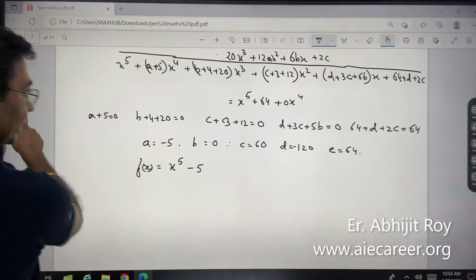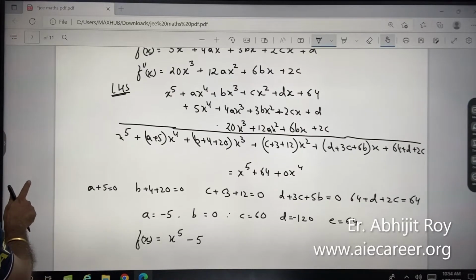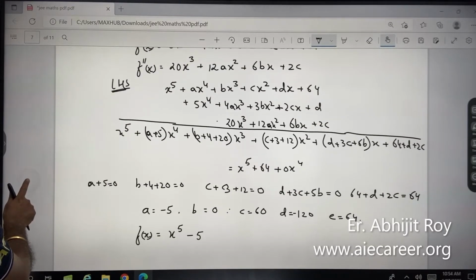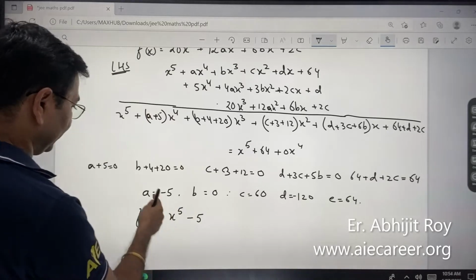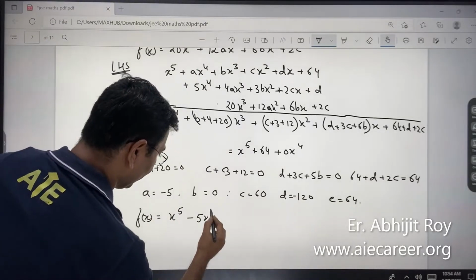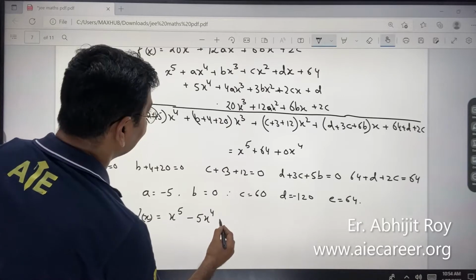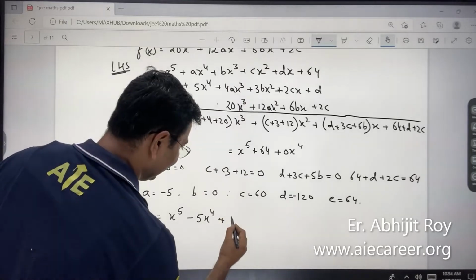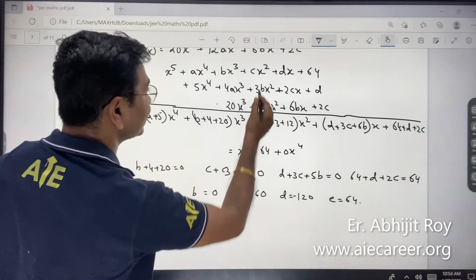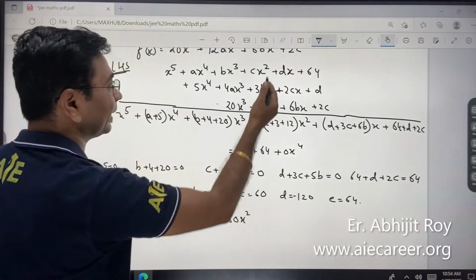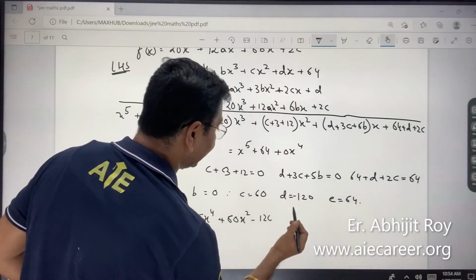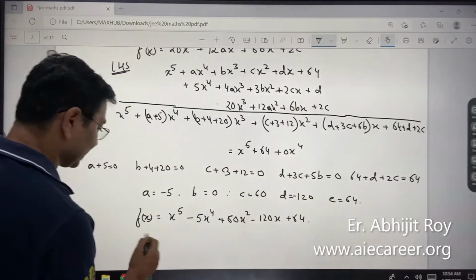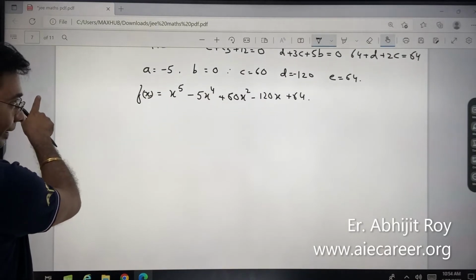So this is my, let's check this out. कहाँ गया मेरा main equation, so this is it. So a, I have got it as minus 5, so that is x to the power 4. Then you have got b, the b I am getting it as 0, forget the cube part. C is nothing but 60, so 60x square I am getting. Then you have got d, that is minus 120x, and the last one is your 64. And इस तरह से मेरे पास ये फंक्शन तैयार हो जाती है, राइट.